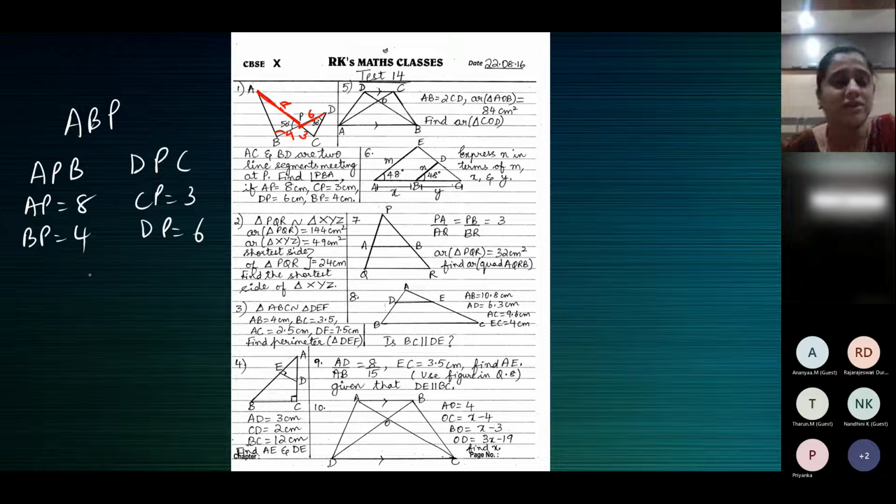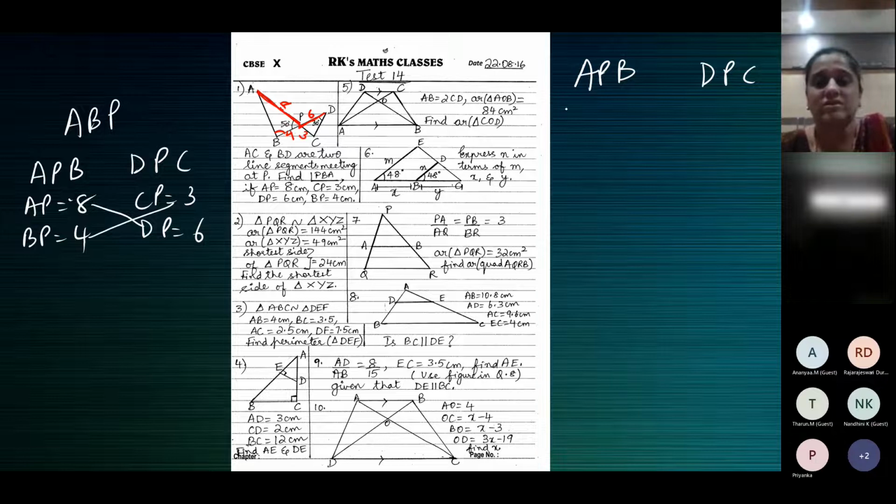Okay. So now if you take APB as the first triangle and DPC as the second triangle. Now see, 8 by 6 is 4 by 3. And here, this is also 4 by 3. So here AP is 8, here DP is 6, and here BP is 4 and CP is 3.